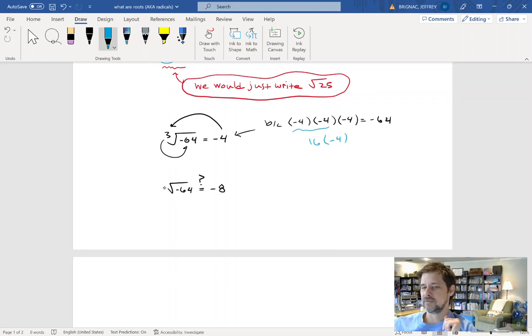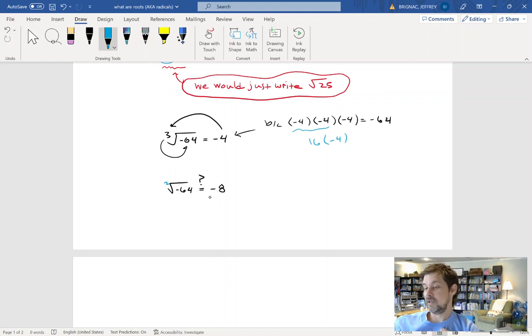What about this one? The square root, and I'll go ahead and write the 2. Square root of negative 64 is negative 8. I mean, I can actually have a root of a negative number like this one. This one has an answer. But does this one? And the thinking's kind of the same, right? What's 8 times 8? 64.